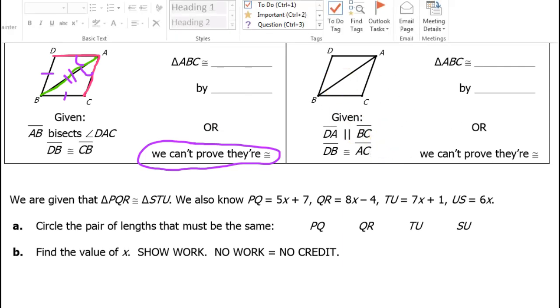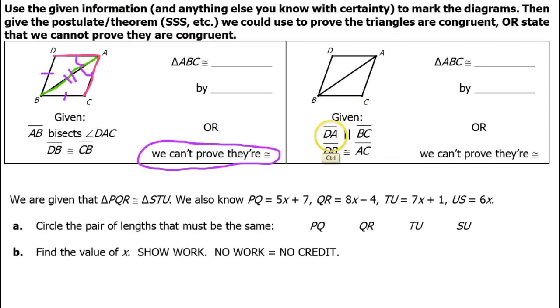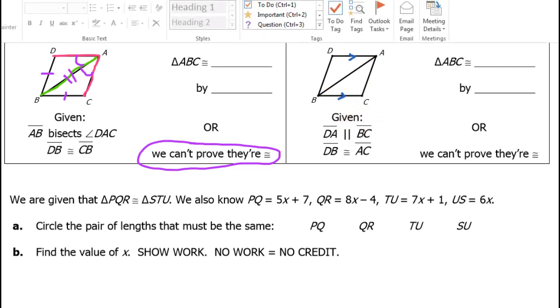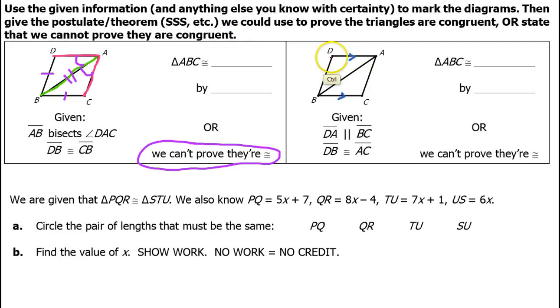We are given that DA is parallel to BC. So these are parallel, which indirectly tells me something. If these are parallel, that's like this. And then here is my transversal. Then see the Z that's formed? When you have parallel lines, these alternate interior angles will be congruent. So we have that.